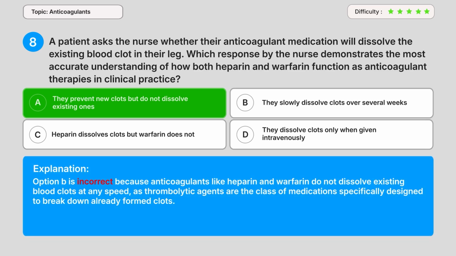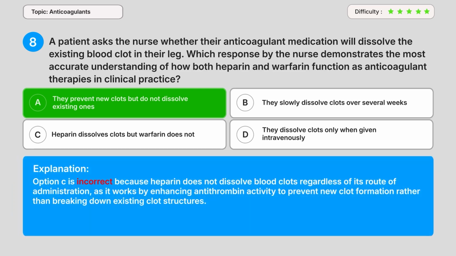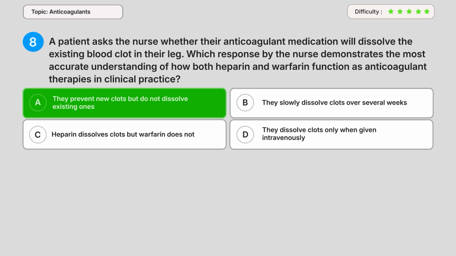Option B is incorrect because anticoagulants like heparin and warfarin do not dissolve existing blood clots at any speed, as thrombolytic agents are the class of medications specifically designed to break down already formed clots. Option C is incorrect because heparin does not dissolve blood clots regardless of its route of administration, as it works by enhancing antithrombin activity to prevent new clot formation rather than breaking down existing clot structures.